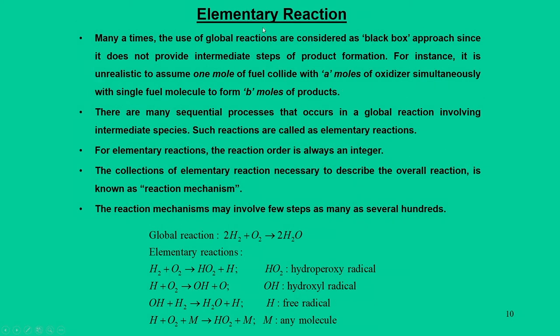So, for that reason we have to study elementary reactions. Many times the use of global reactions is considered a black box approach, because they do not provide the intermediate steps or the product formations. For example, it is very unrealistic to assume that 1 mole of fuel collides with a mole of oxidizer simultaneously to form b moles of products. So, this is very unrealistic. A possible approach is that there are many sequential processes that occur in a global reaction, which involve many intermediate species, and these reactions are called elementary reactions.